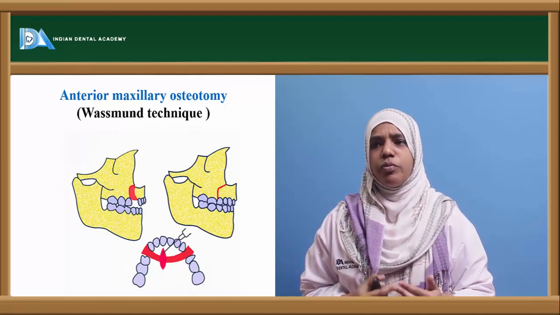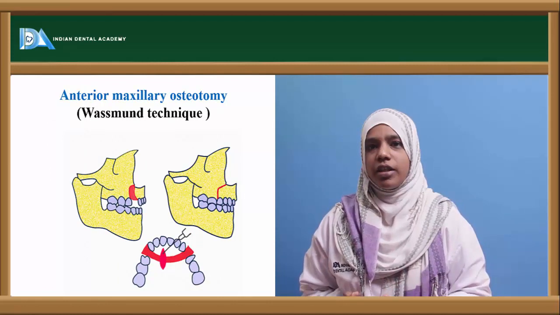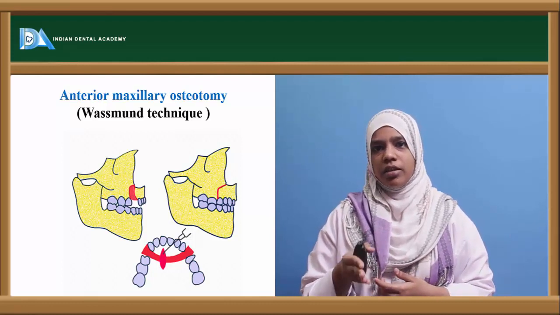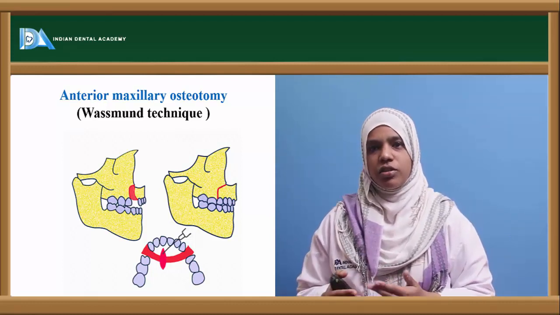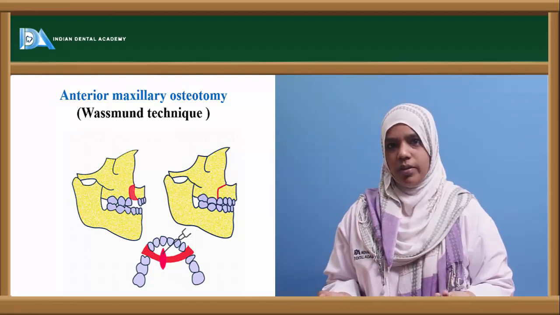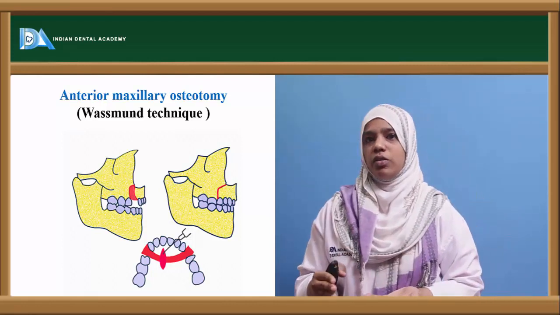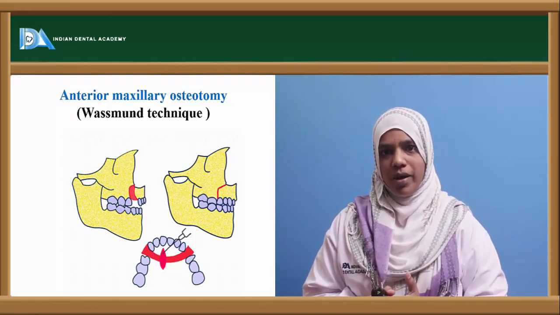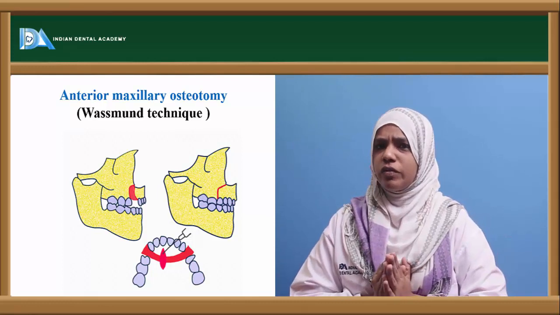Then Wassmund modified this technique. He said that rather than giving a complete transverse incision, just give a midline vertical incision and undermine the palatal mucosa so that you preserve the vascular supply. You are not cutting through the vascular supply. So just a central nick is sufficient on the palate. You undermine that area and the rest of the procedure is the same.